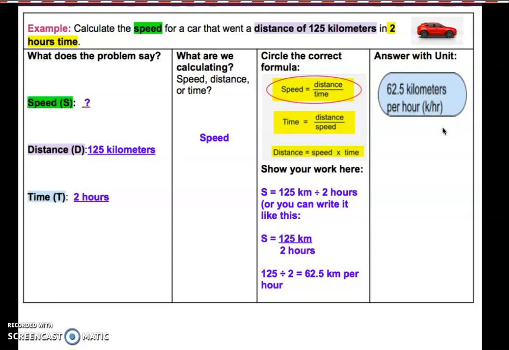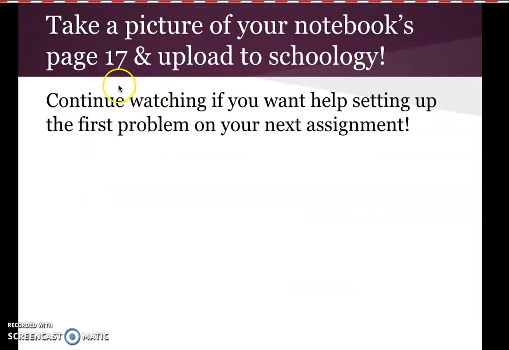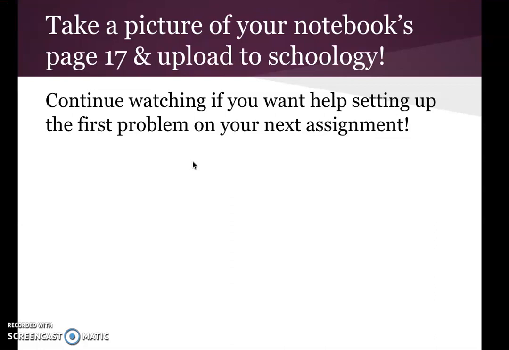So hopefully this was helpful for you, and you can go ahead and take a picture of this page, page 17 in your notebook, upload it to Schoology. And if you want a little bit of a preview of the first problem on your next assignment, I'm going to set it up right now. But you don't need to check this out. You might find it helpful, but I think it's up to you.